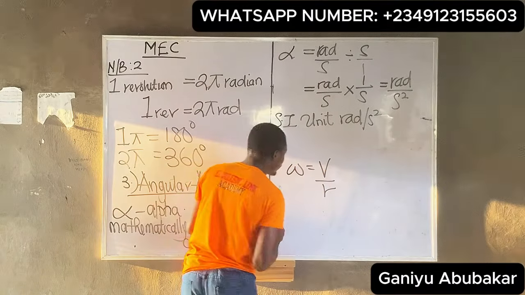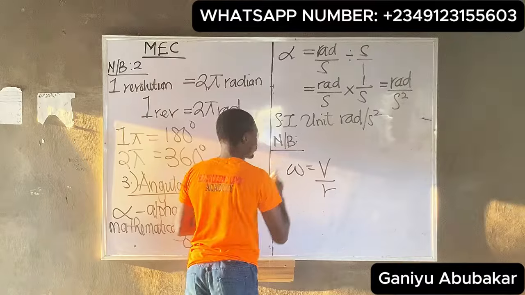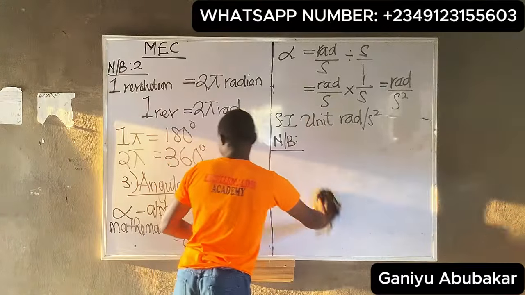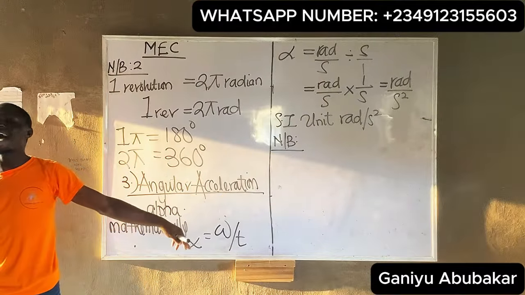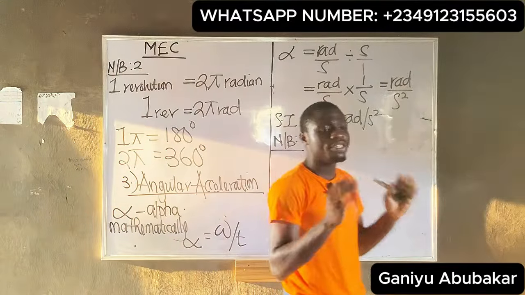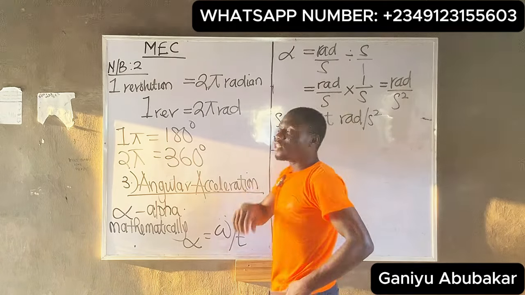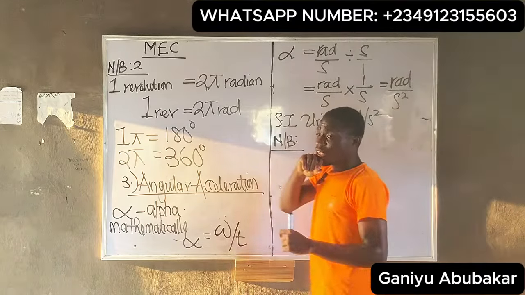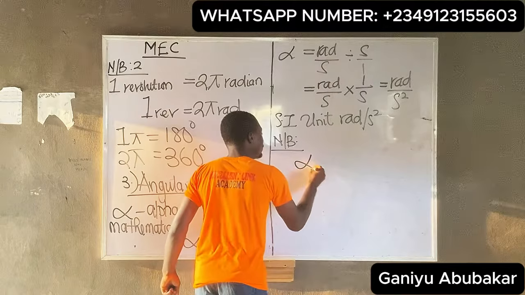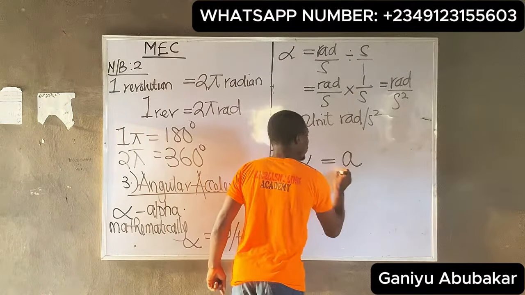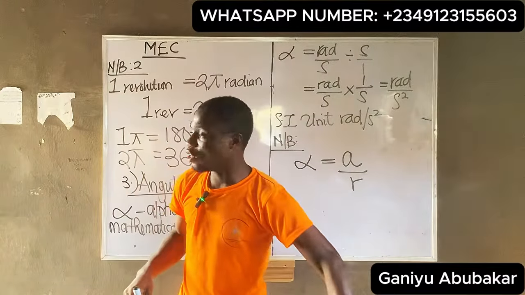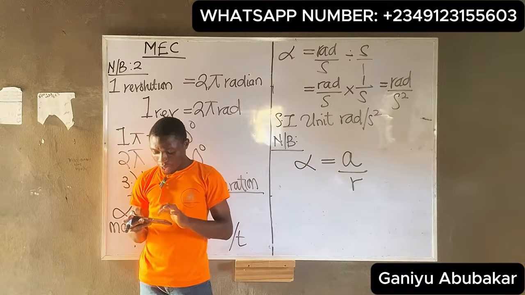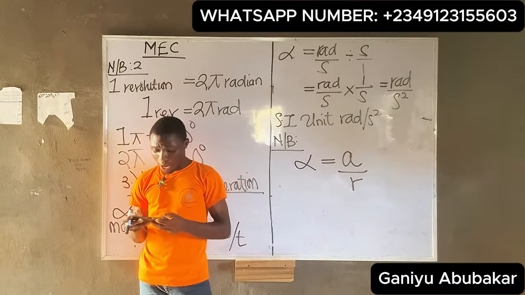So I'm saying, note please. From here, note the relationship between angular acceleration and linear acceleration is given by the equation alpha equals a over r. Alpha equals a over r. Any confusion?